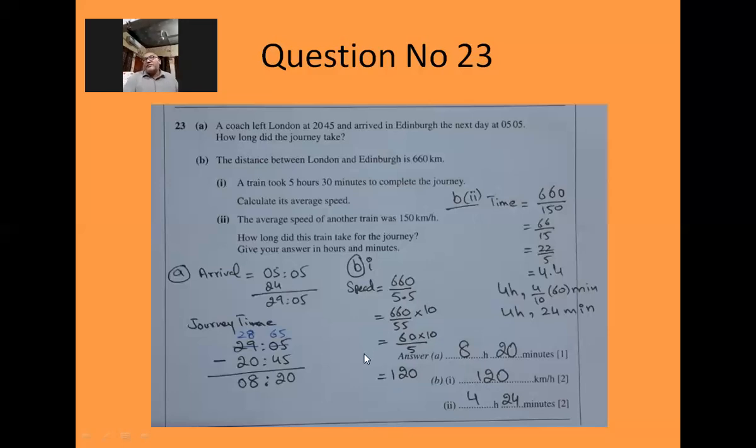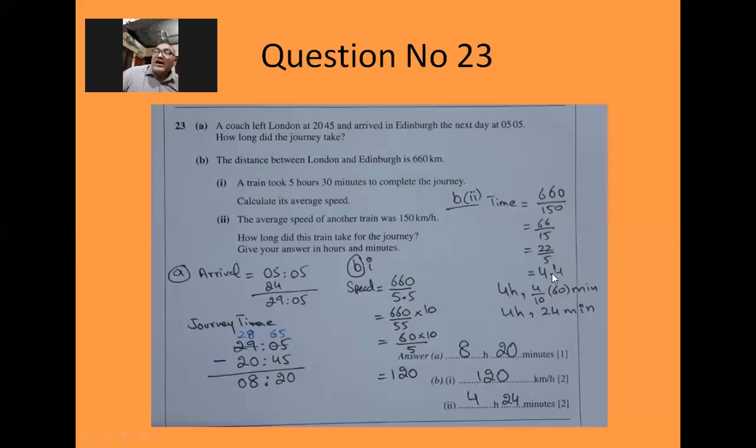The second part of the B is, he says the average speed of another train was 150 kilometers per hour. How long did this train take for the journey? Can you give your answer in hours and minutes? Okay. The total distance is 660, and the speed given is 150 kilometers per hour. So 0 and 0 will be cancelled. So you will have 66 divided by 15, and when you cut it with the 3, you get 22 divided by 5. So 22 divided by 5, that will be 4.4.